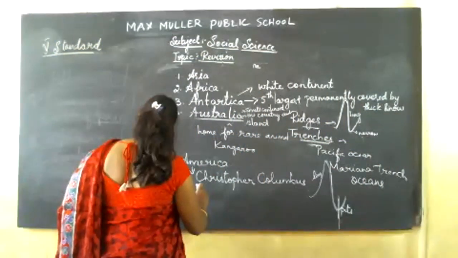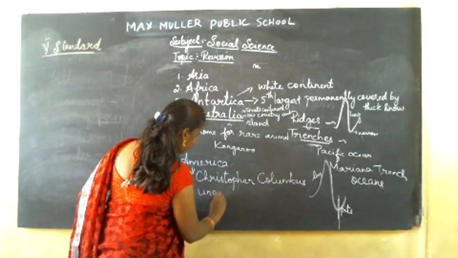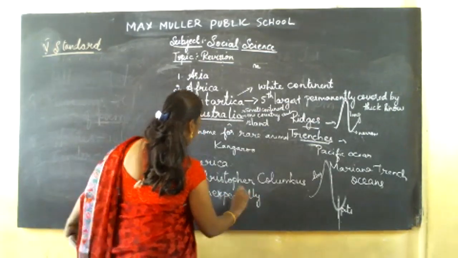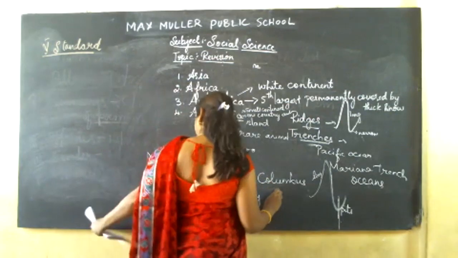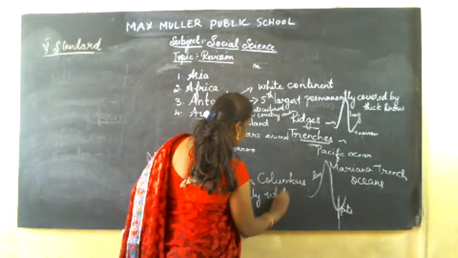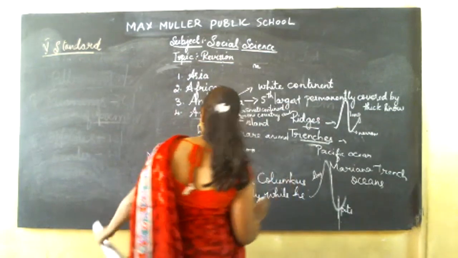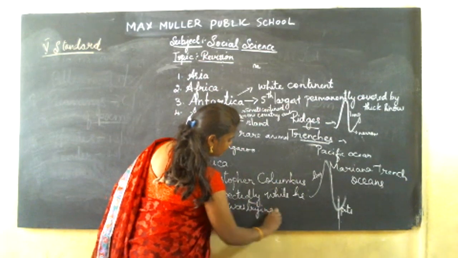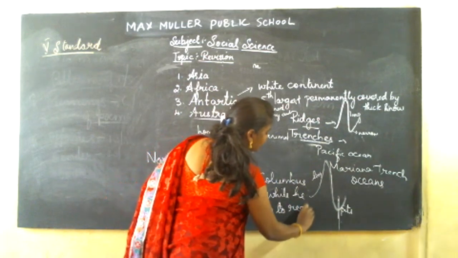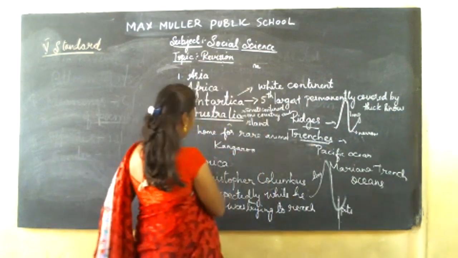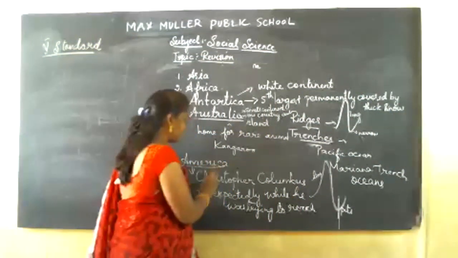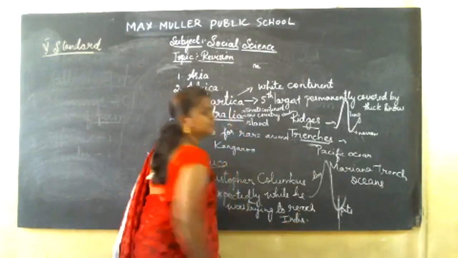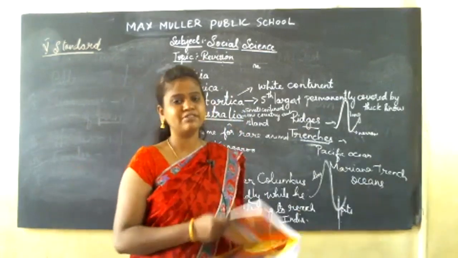he discovered it unexpectedly while he was trying to reach India. When he wanted to reach India, he accidentally discovered North America. Who was the person who discovered North America? It is Christopher Columbus. So this will be the fifth answer.